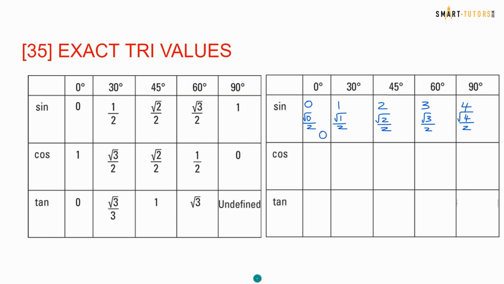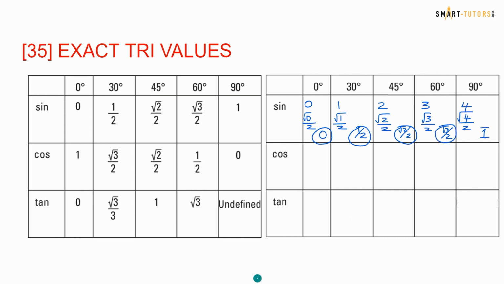And square root of 1 is 1, 1 divided by 2 is half. Square root of 2 is square root of 2. And square root of 3 is square root of 3 over 2. Square root of 4 is 2, 2 divided by 2 is 1. So that is the answer. If you check the right hand side table, this is the answer for sine of the standard angle.